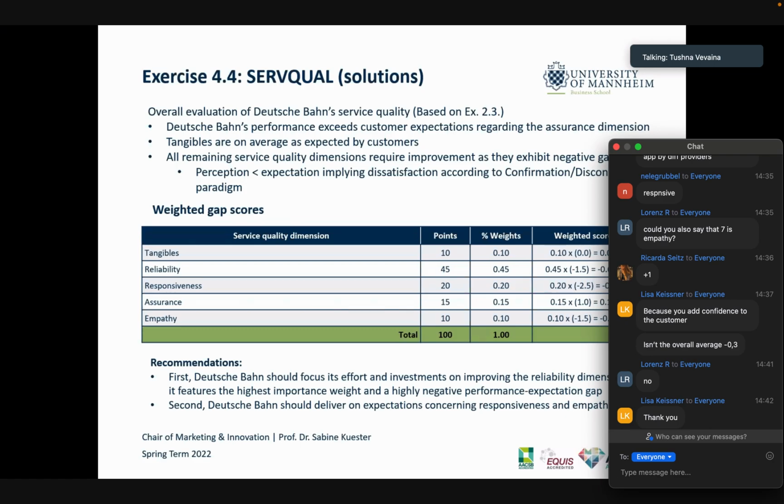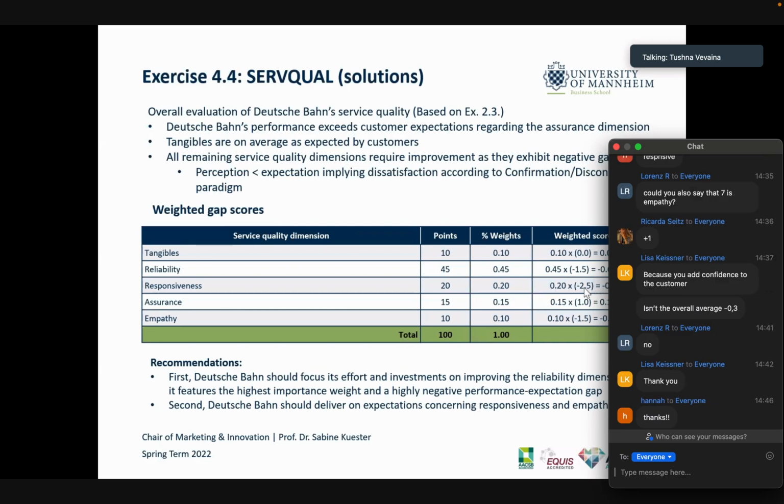But when we are adding weights to it, we are seeing whether it's exponentially having an effect or not having a great effect. Like in the case of reliability, it's exponentially having an effect, whereas with responsiveness, the weight is lower. So it kind of gets neutralized, and your negative number also gets neutralized depending on the weight.